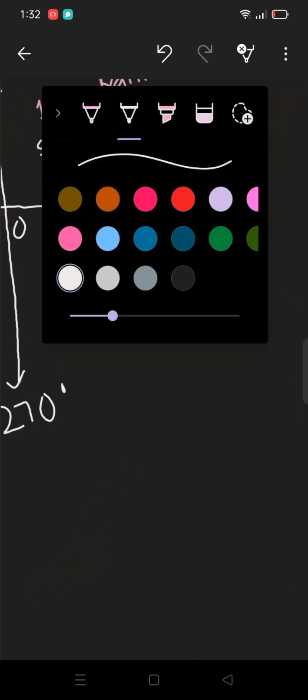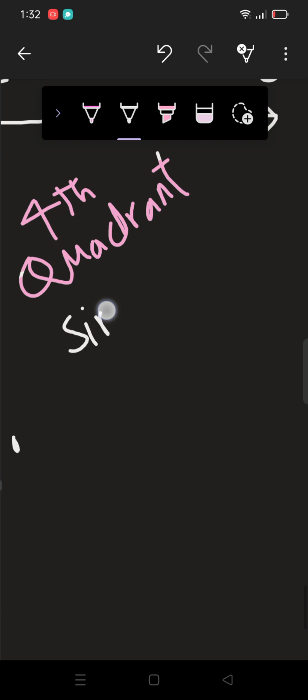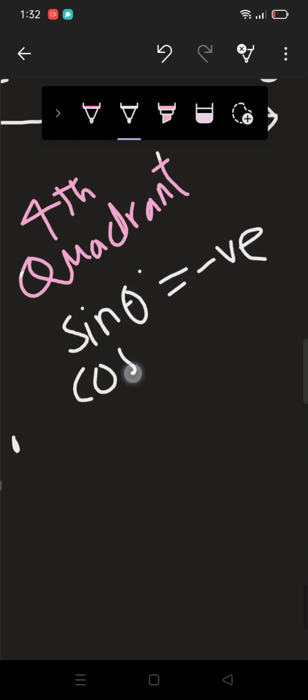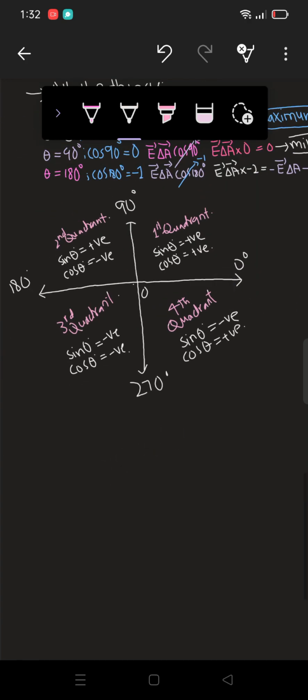Now in the fourth quadrant, sine theta is negative, however cos theta is positive. So if I ask you what is the quadrant in which sine will be negative and the cos will be positive, it will be the fourth quadrant or the last quadrant. So the random questions or the MCQ question, in which quadrant the sine will be positive and the cos will be negative, it is the second quadrant.